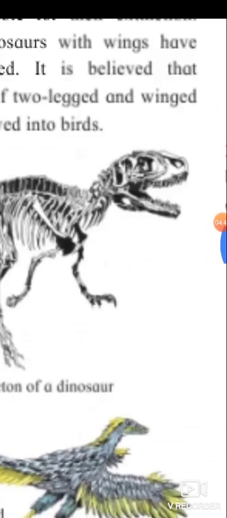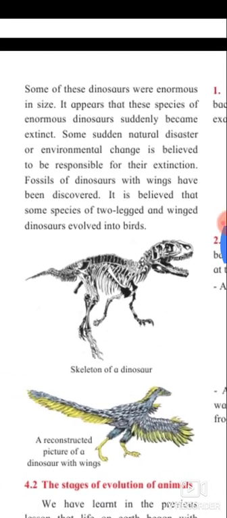Now, some of the dinosaurs were very enormous in size. They were very large. It appears that these species of enormous dinosaurs suddenly came into existence, and may also have suddenly died out. Some sudden natural disaster or environmental change is believed to be responsible for their extinction. They died because of some natural disaster.